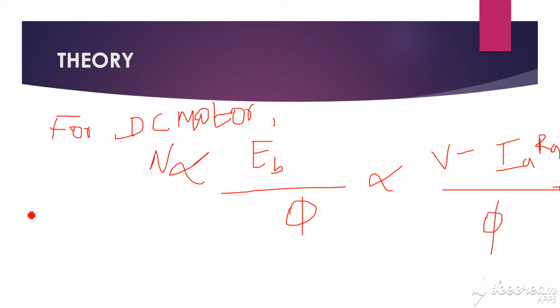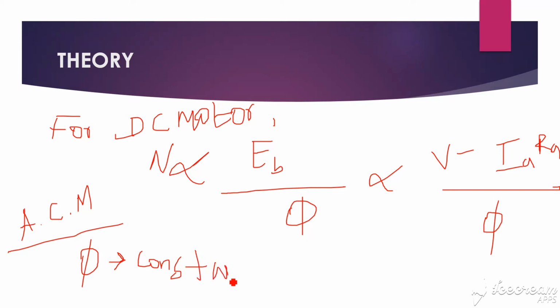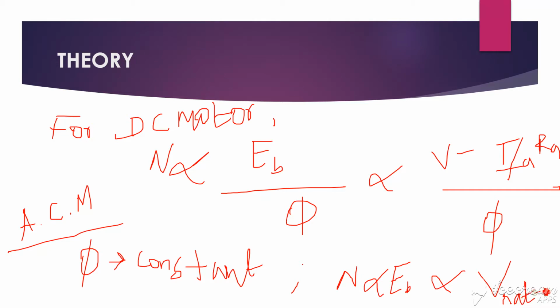So here in this experiment we will discuss the armature control method. For the armature control method, we consider the flux of the machine to be constant. Then we get the relation N is proportional to EB. This drop is very small, so we can define N is proportional to V.